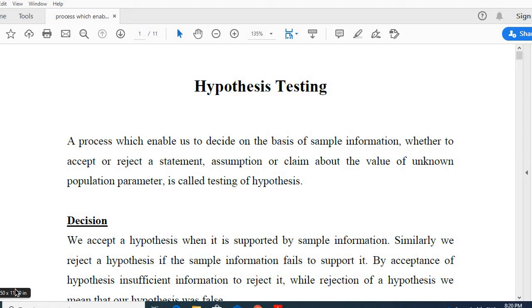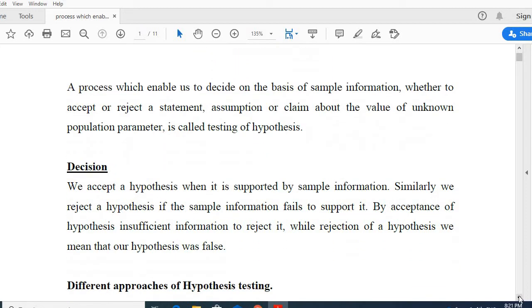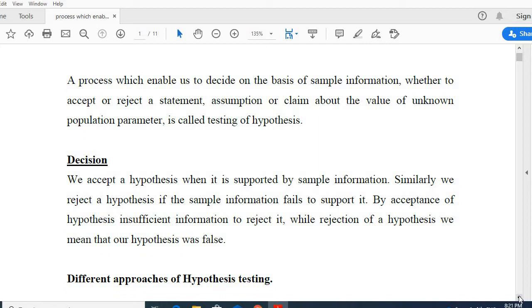How we decide, that is the decision: we accept a hypothesis when it is supported by the sample information. Suppose we reject a hypothesis if the sample information failed to support it. By acceptance of the hypothesis, we mean insufficient information to reject it, while by the rejection of a hypothesis we mean that our hypothesis is not true.